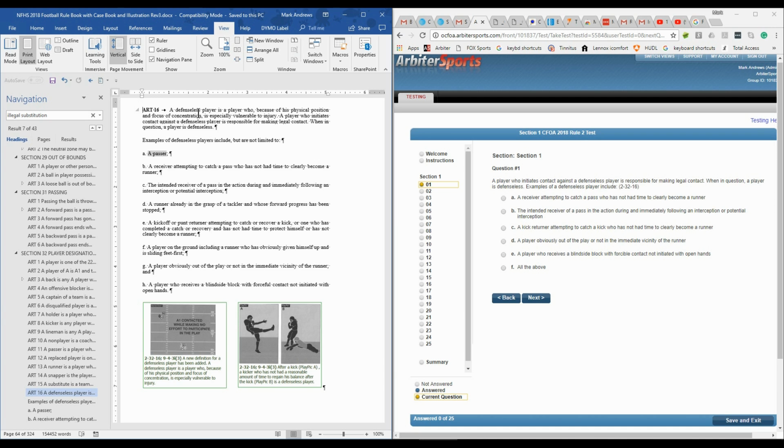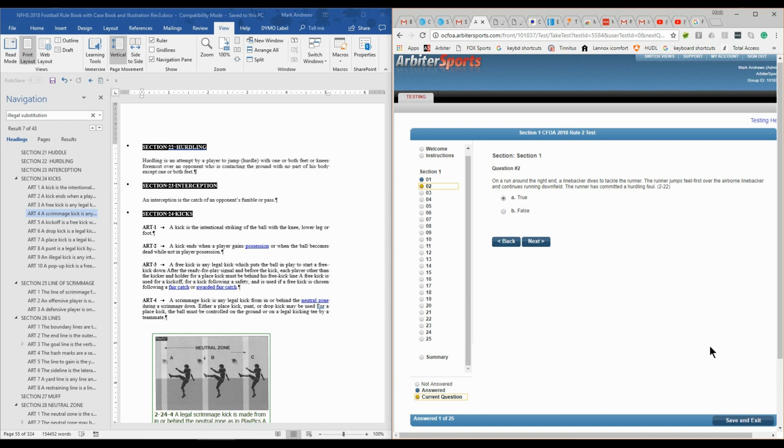When in question, a player is defenseless. This is a big emphasis in the last few years, guys, defenseless players and legal contact with them. So every one of these listed here is an example of a defenseless player. There's a few more on this list. Know these. It's very important to understand when a player is defenseless. So the answer to this one is F, all of the above.